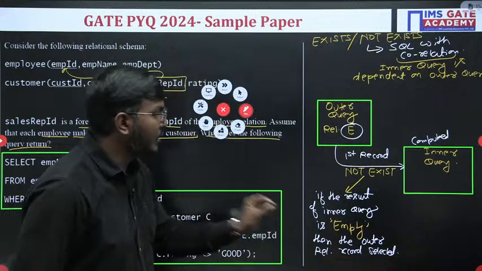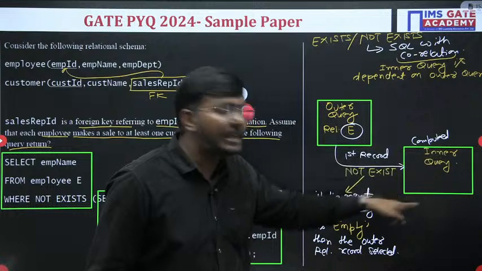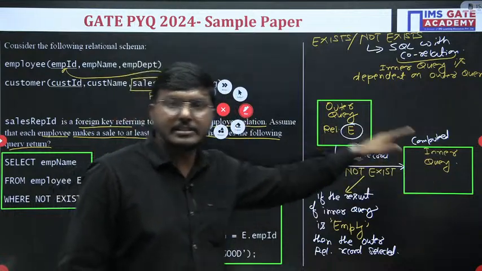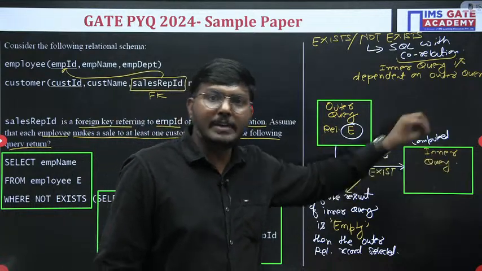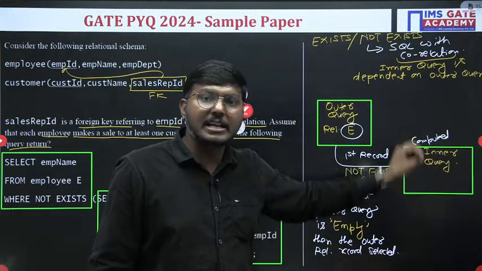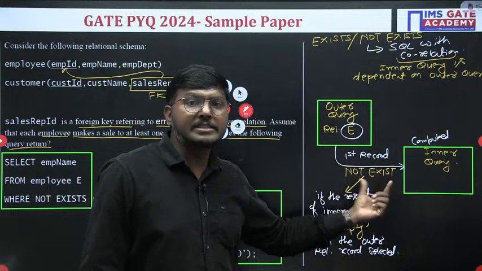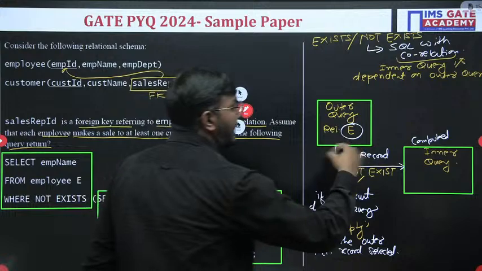Getting my point? I am repeating once. See here, for the first record, I am executing the inner query completely. Now for the first record, this inner query gets computed. If the result of the inner query is empty, then NOT EXISTS returns true. If NOT EXISTS returns true, then this record is getting selected.